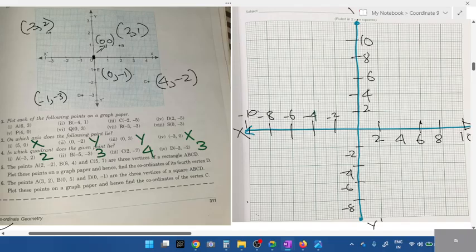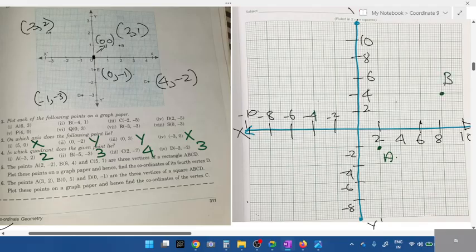Okay, fifth question, students. A is 2 comma minus 2, in the fourth quadrant, right? 2 comma minus 2. This is A. Next, what about B? 8 comma 4.